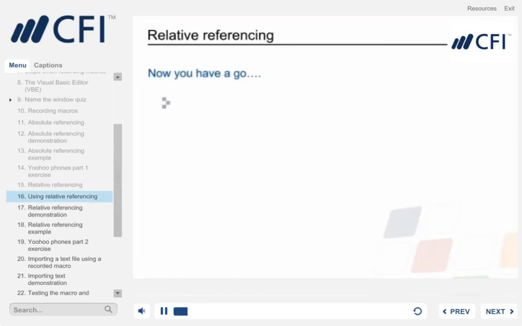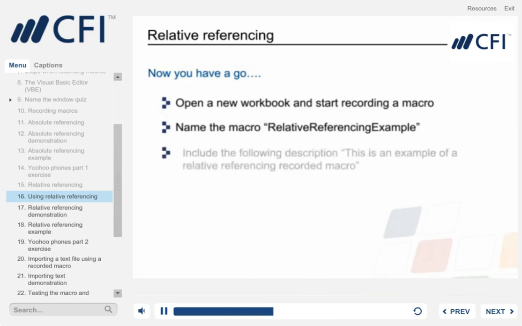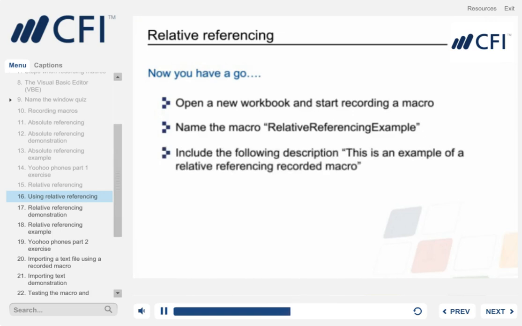Okay, now it's your turn. Open a new workbook and start recording a macro. Give your macro the name Relative Referencing Example. Remember that your macro name cannot have spaces. In order to aid readability, we capitalize the first letter of each word. Also, type a description in the description window. You may want to type, "This is an example of a relative referencing recorded macro."